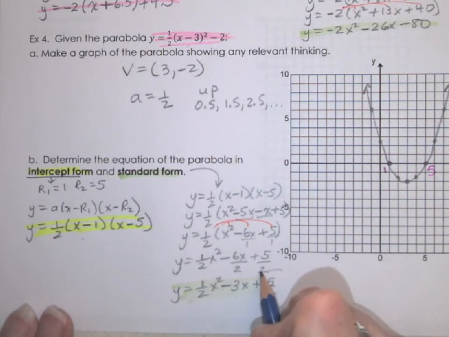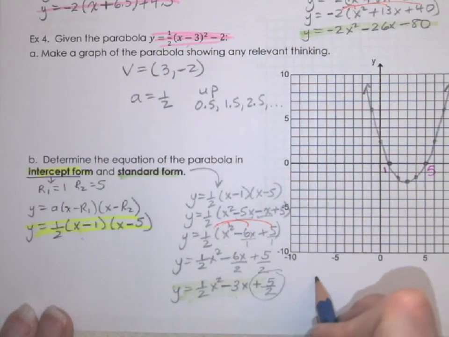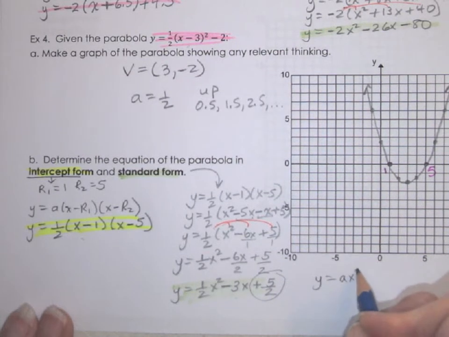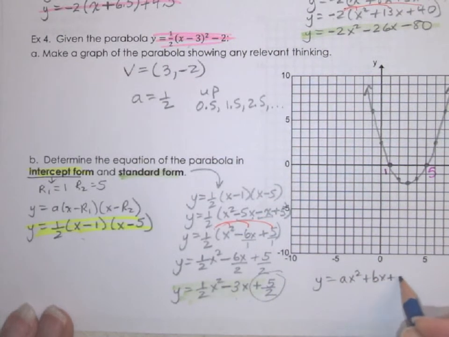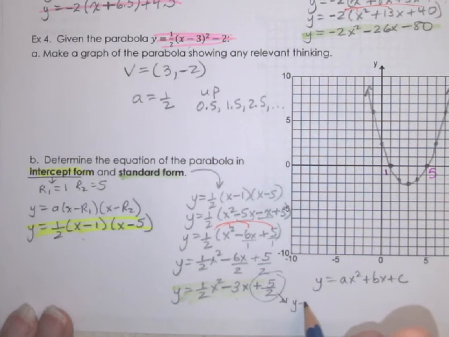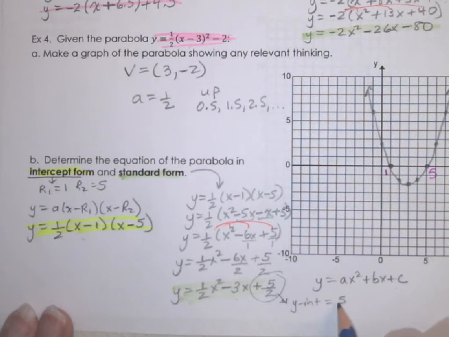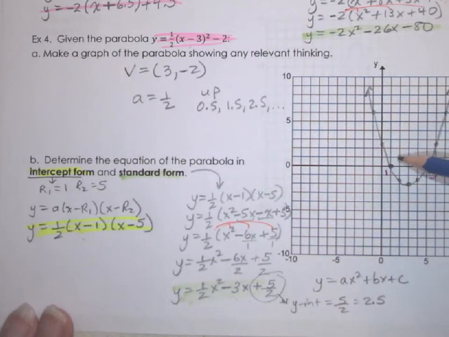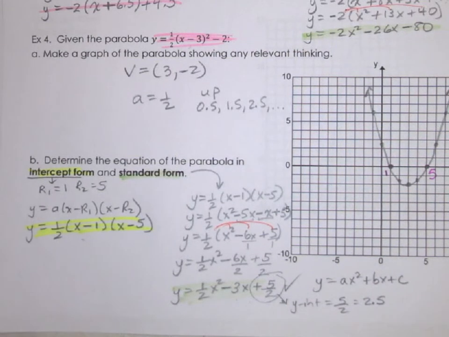And just wanted to point out, in standard form, the C value is the y-intercept. So a good way to check and see if you're right is check and see if that is the y-intercept. So 5 over 2, which is the same as 2.5, should look like your y-intercept. So you can see here's the y-axis, and it does hit right at 2.5. So that's a good check to make sure that you're right.